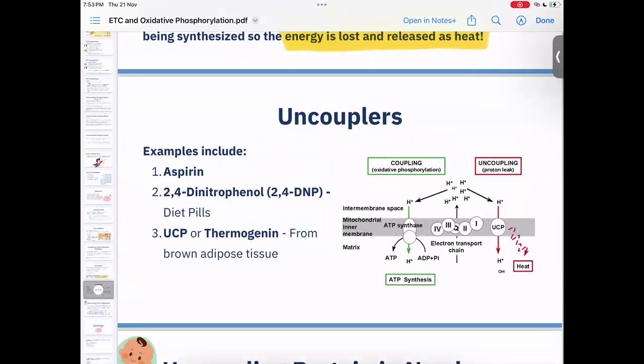So what are some examples of uncouplers? I gave you here a diagram just for you to understand how the uncoupling process happens. Normally the H plus ions would go down the ATP synthase, and then they would produce ATP. In uncoupling, they can't go down, and as a result, no ATP is produced, and energy is just released as heat.